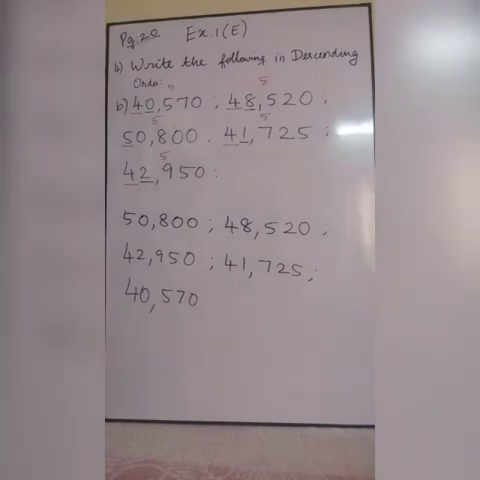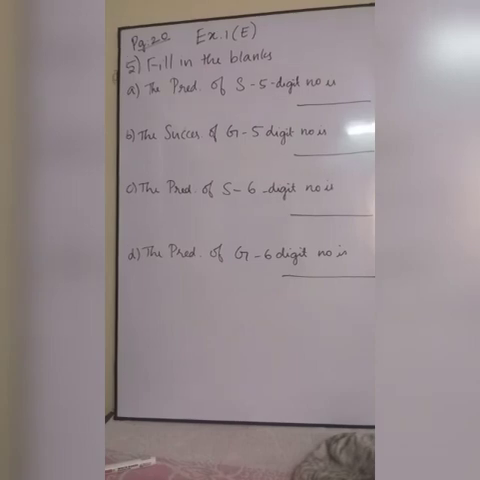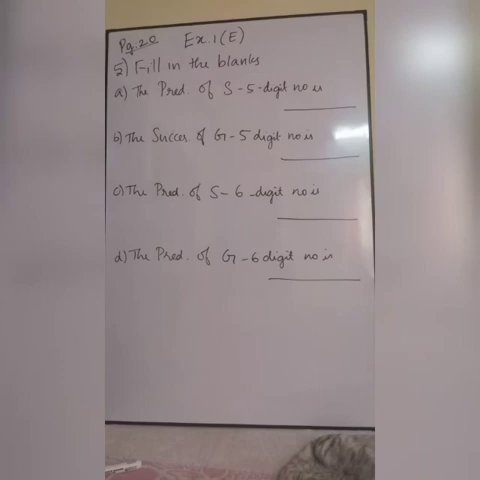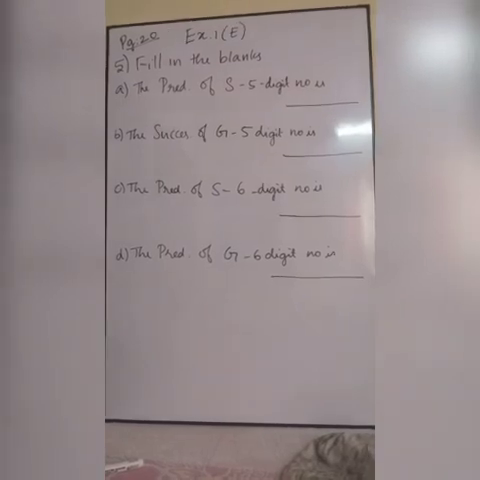Okay children. Next is your fifth question, which is fill-ups. You can write it in your textbook itself. You don't need to write it in your fair note. Okay. Fill in the blanks. What is the first question? A. The predecessor of the smallest 5-digit number. Predecessor means what? Previous number. When you are finding the predecessor, what will you do? You will subtract 1 from that number.